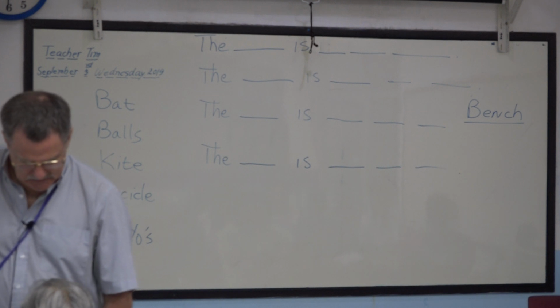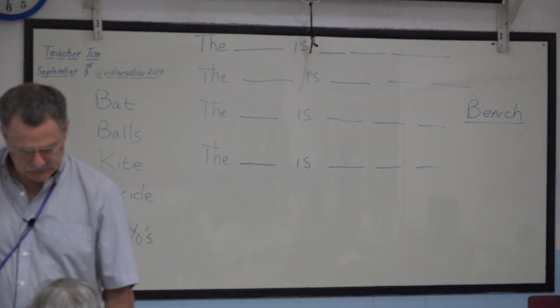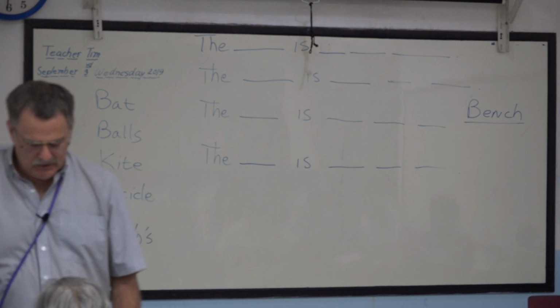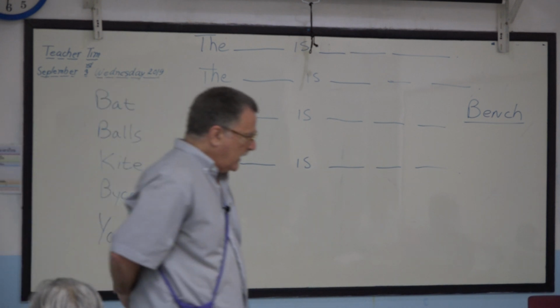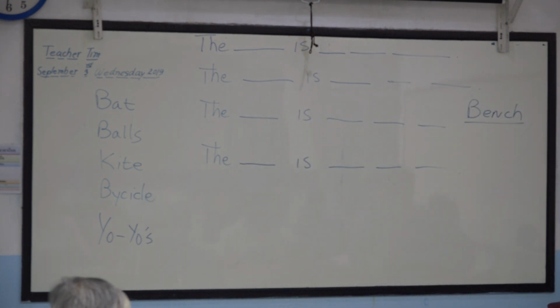Very good. Excellent. And where are the yo-yos? The yo-yos are on the table. Very good. Thank you. Okay. You understand? In, on, by, under. Okay? You understand? Okay.